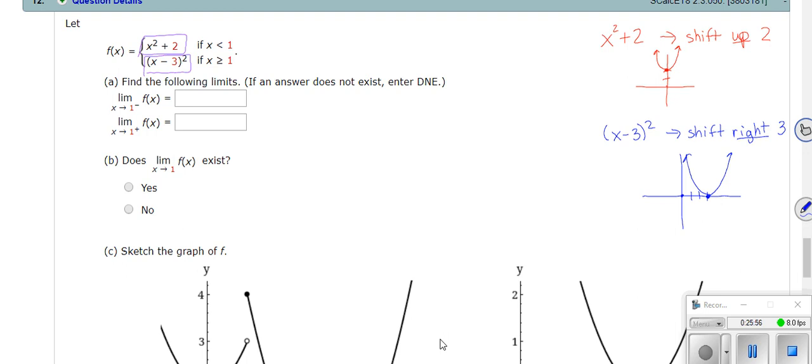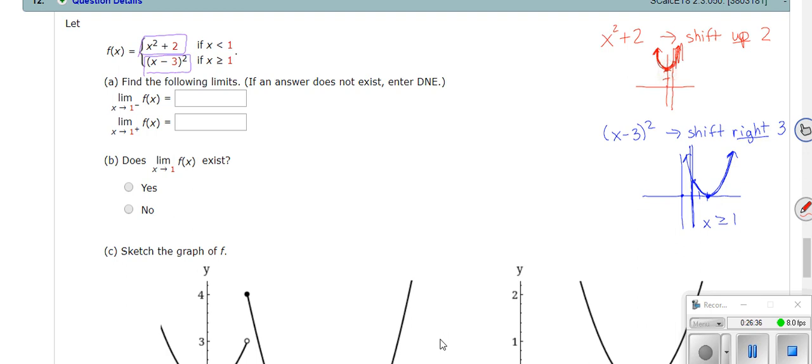But what we have to be careful of is the restricted domains. This one is for all x greater than or equal to 1, which means we essentially cut this part off and it's just this side. This one, the top one, the x squared plus 2, is for all x less than 1. So we essentially cut here at 1 and this is all gone and we're just looking at this side. And it doesn't include 1, so we'd have an open circle there. I pretty much gave that away.